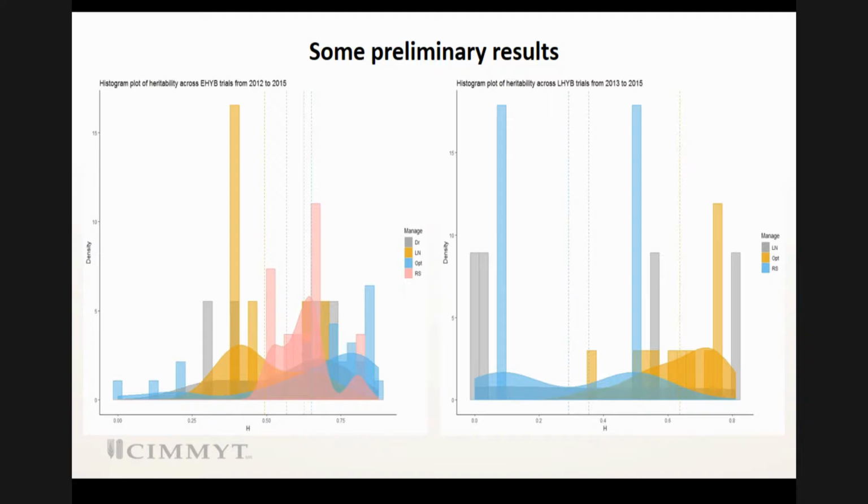So for early maturing hybrids from around 2012 to 2015, and late maturing hybrids, I haven't got this for intermediate maturing hybrids because of so many trials missing. So maybe later on, I will be able to have some trials to show results for.